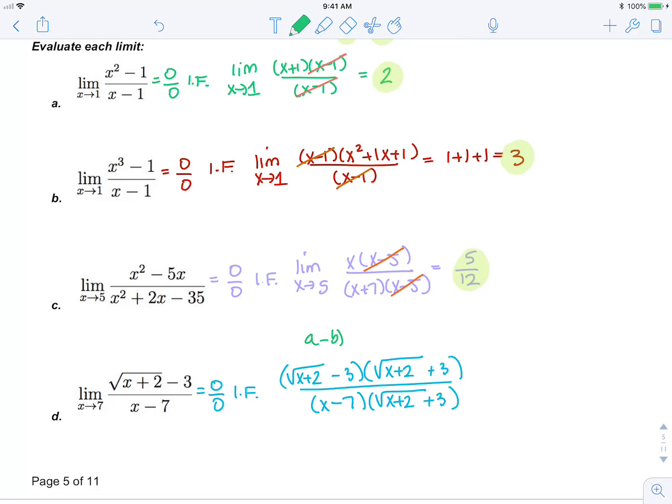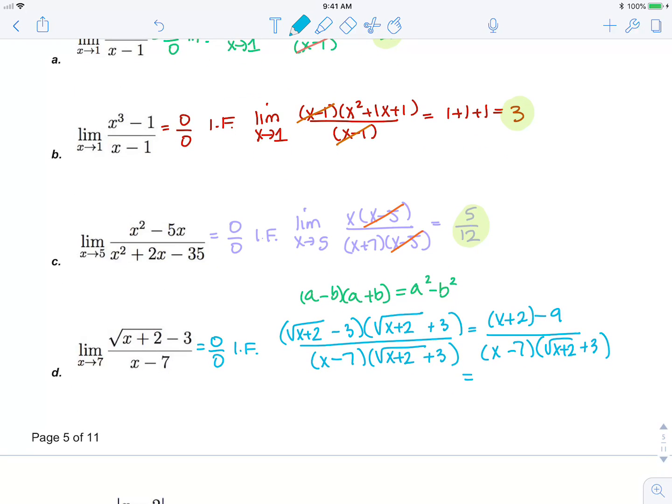So now what I'm going to do is use a difference of squares pattern. This is a minus b times a plus b, and that will always multiply to be a squared minus b squared. So that means that this becomes x plus 2 minus 9 all over x minus 7 square root x plus 2 plus 3. So now this becomes x minus 7 over x minus 7 square root x plus 2 plus 3. And I see now this common factor cancels.